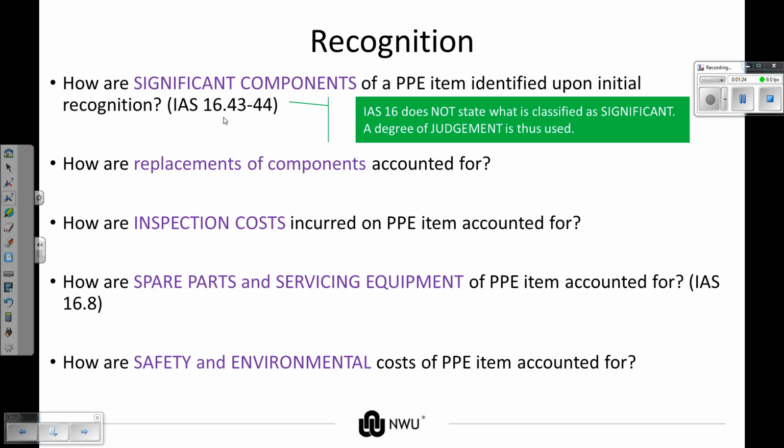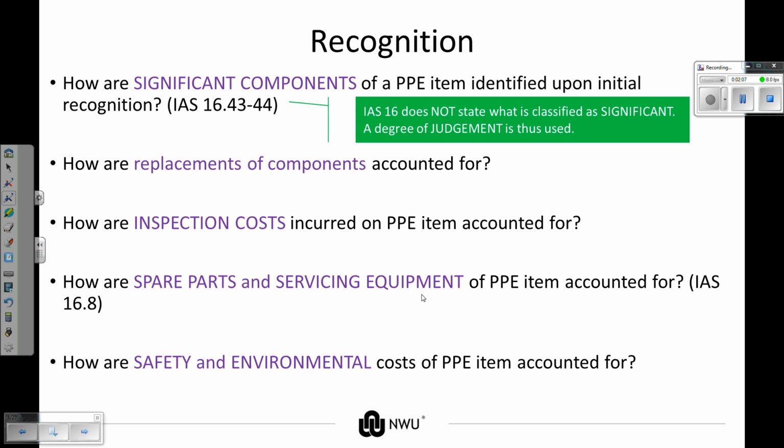So to account for a significant component, please read through your IAS 16. A degree of judgment is used to know if something, a component, is significant or not. How are replacements of components accounted for? We will derecognize the old component and then capitalize the new component. Inspection costs we've covered in second year. So the inspection cost, we will depreciate the inspection cost we've incurred just over the period until the next inspection will take place, and then we will capitalize that inspection cost again.